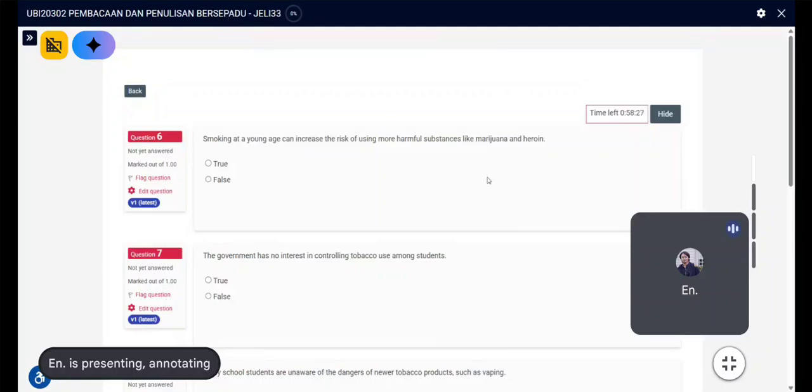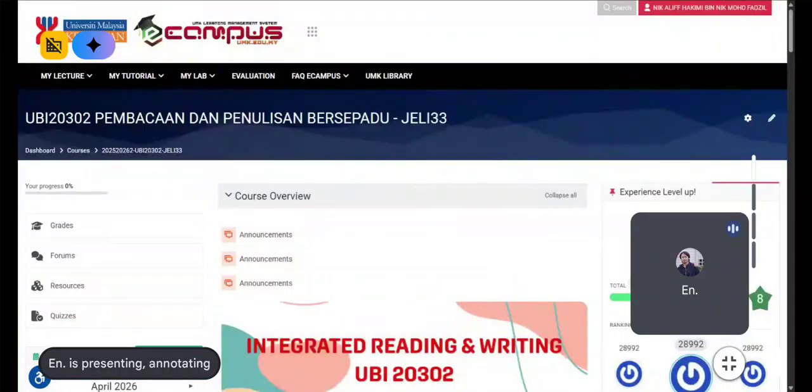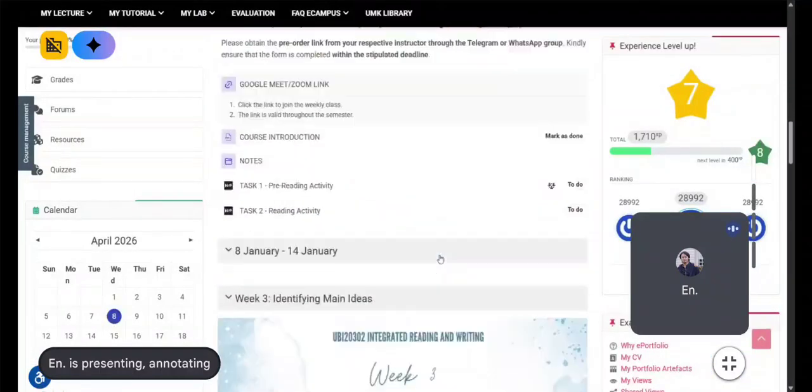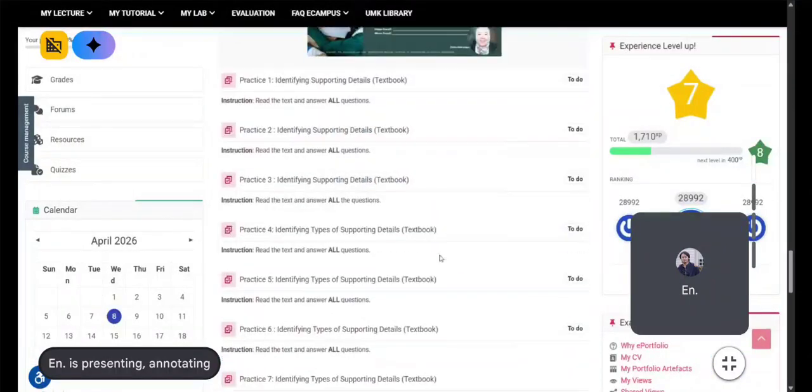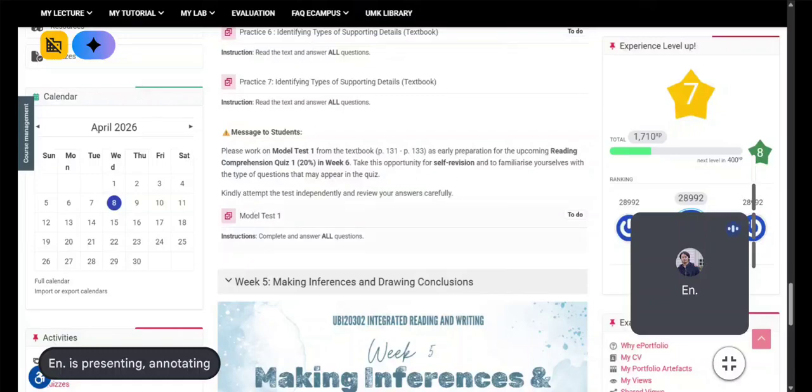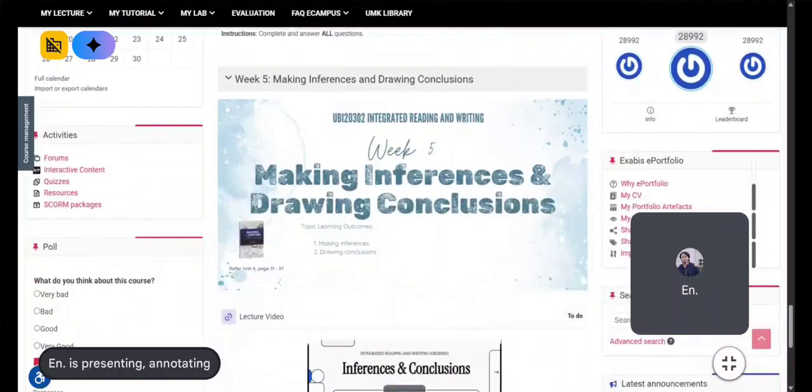Again, I would like to remind everyone, next week we are going to have our first reading test, and this is model test one. I would like you to practice this. Is everything clear, everyone? If everything is clear, I would like you to send a thumbs up. All right, good. Thank you.